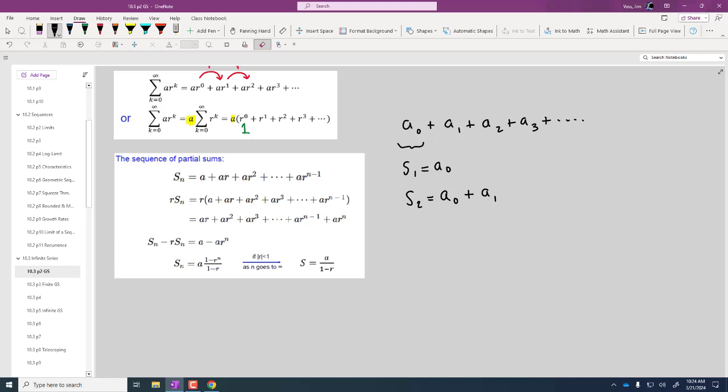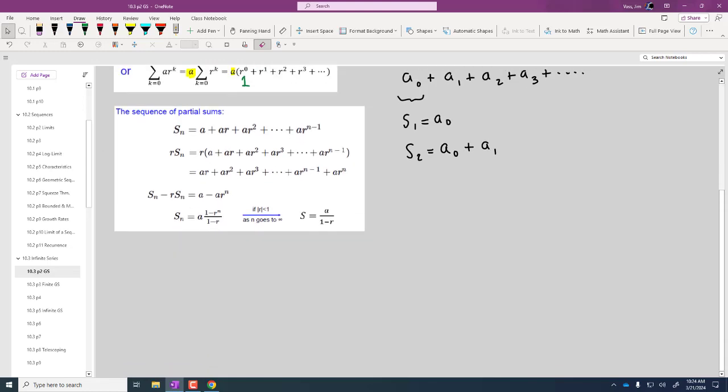S sub 2 means sum of the first two terms. Doesn't matter what the indices are. You just add the first two terms. Okay, so that's why here S sub n is the sum of the first n terms. That's why there's this shift here. That power is not going to be n because we started with 0. So we have to stop one before we get to the power of n term. So there's S sub n.